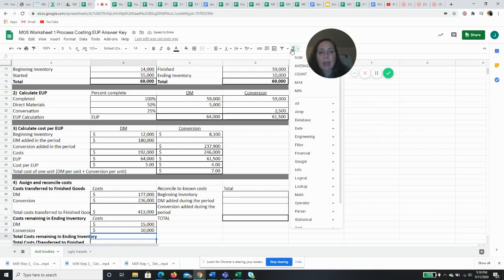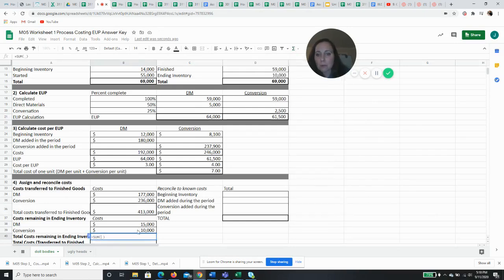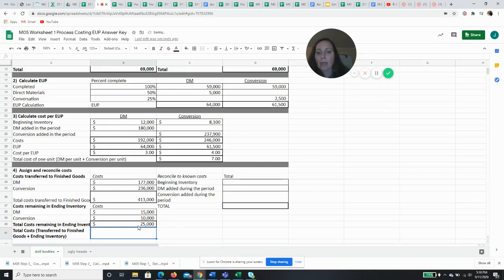So when I add that up, I know that my total costs remaining in WIP ending inventory is 25,000. That's the number I'm going to put on the balance sheet, right? I'm going to add it to my raw materials ending inventory and my finished goods ending inventory, and that's going to be the inventory balance on my balance sheet.